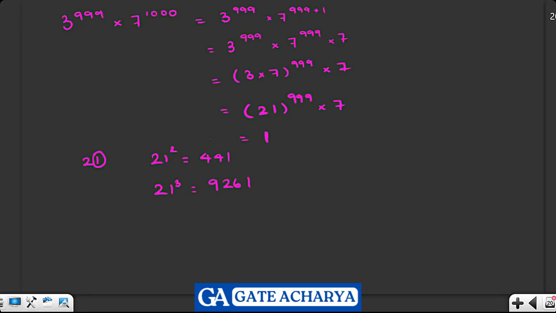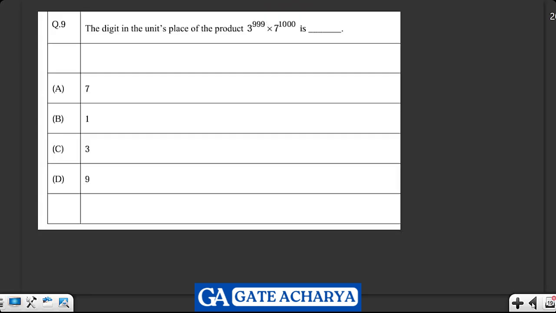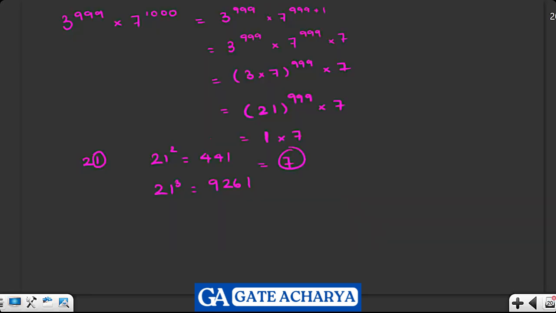I could have gone for 3 and 7 also, but since I saw that the powers 999 and 1000 are very near to each other, I tried to combine. And when I combined, I got a very beautiful number, 21. Because the unit place is 1, any power you raise it to, the unit place is always going to be 1. Then there is an extra 7 outside, right? 1 into 7, when I multiply, the unit place is going to be 7. That's it. Answer is over. So the answer to this question is 7. Is that option available? Yeah, option A. So this is how we quickly find it out. Is it clear?